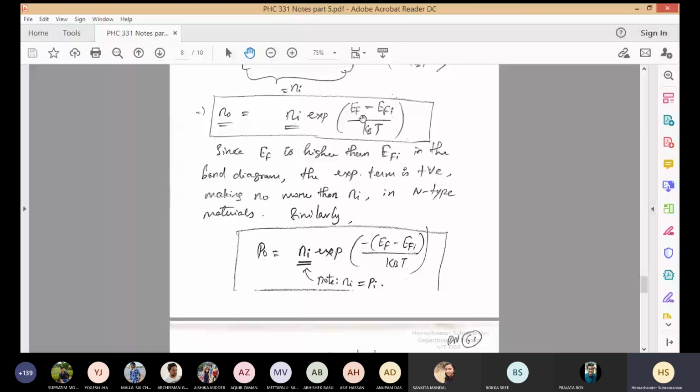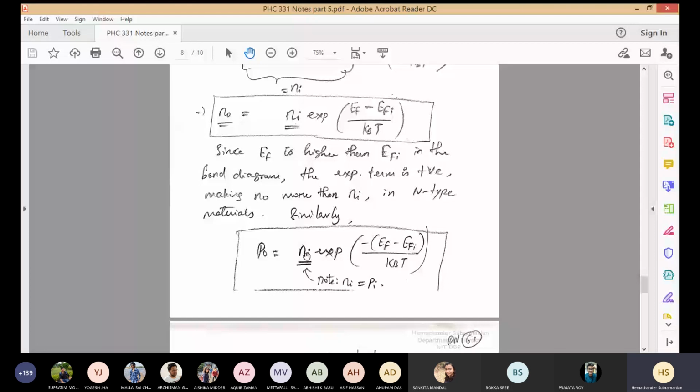You can see that this is an exponential function, the same factor with a negative sign. Ni and Pi are the same thing, so it's the same Ni. P0 equals Pi. You can write it Pi or Ni. It doesn't matter because in intrinsic material, Ni and Pi are the same thing.